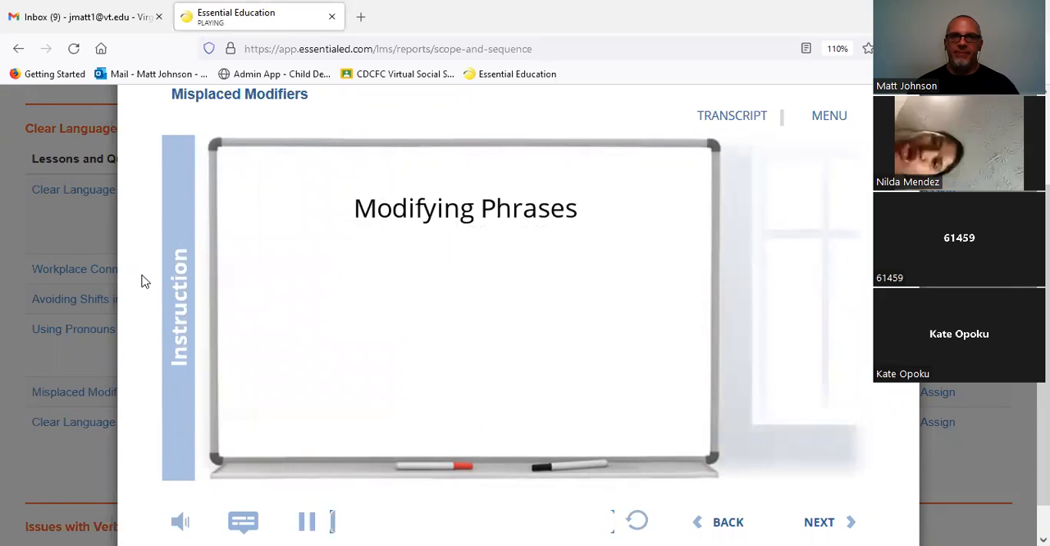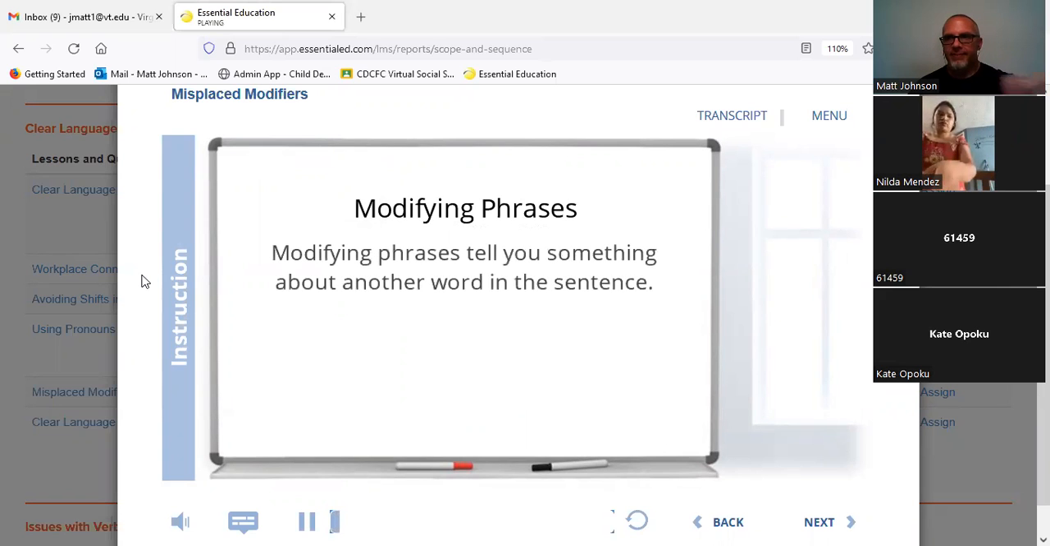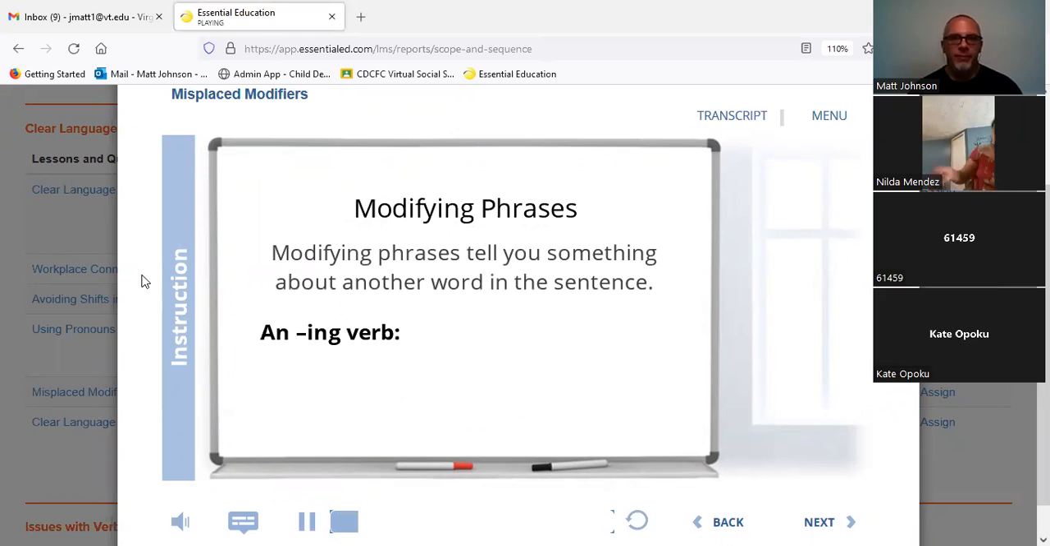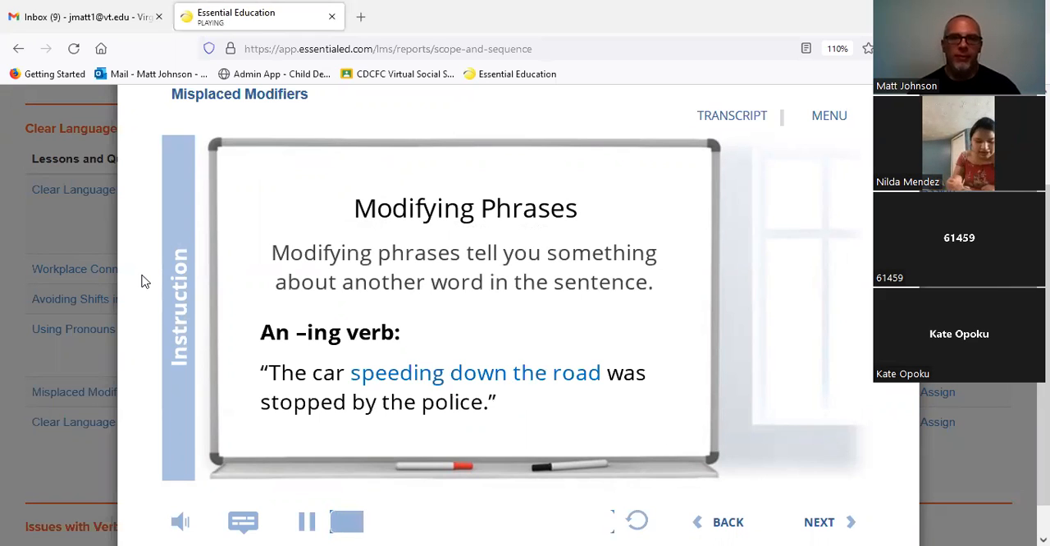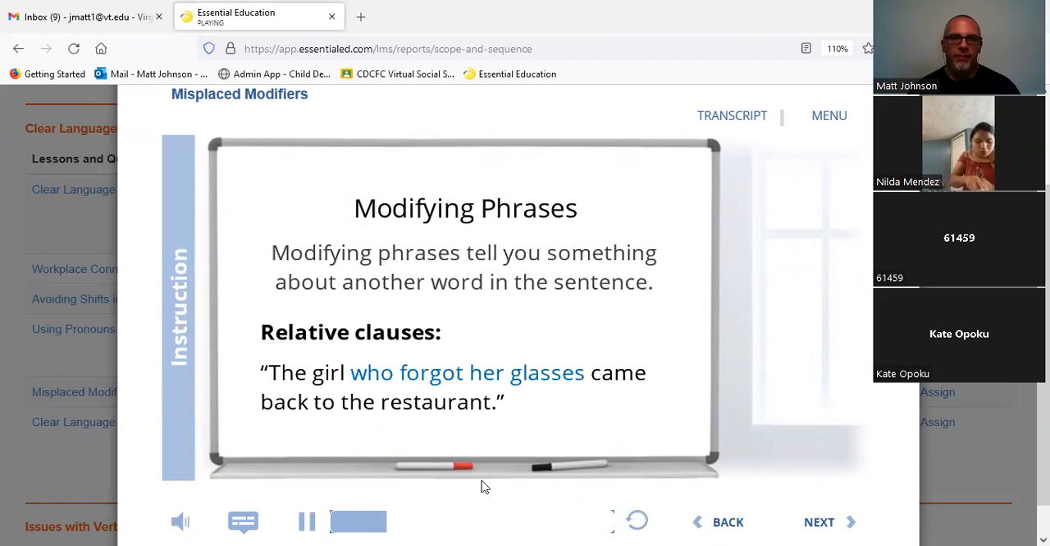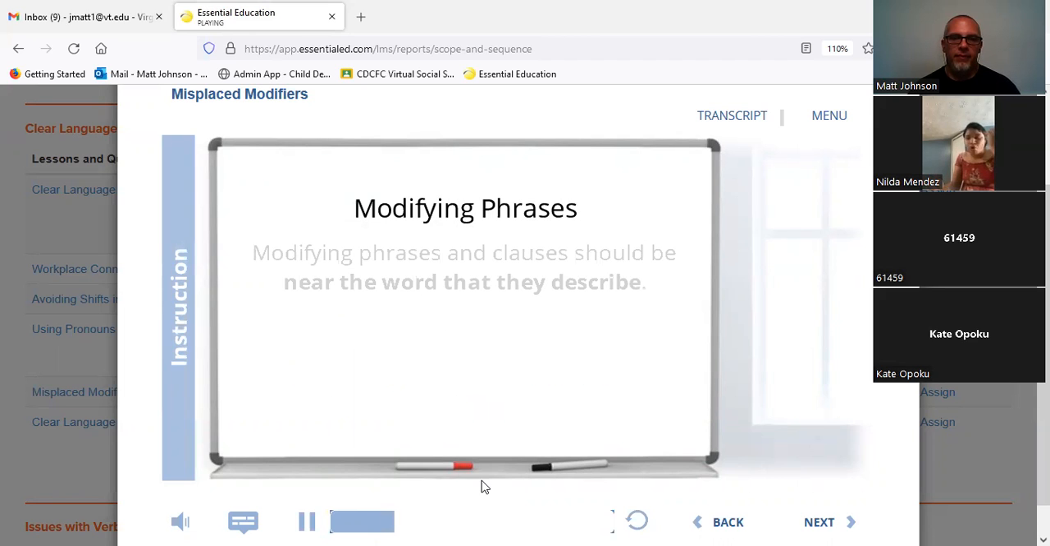Let's talk about modifying phrases first. Modifying phrases tell you something about another word in the sentence. They can be prepositional phrases like in the refrigerator, or they can start with an ing verb like this. The car speeding down the road was stopped by the police. Modifiers can also be relative clauses starting with words like that, which, or who. Here's an example. The girl who forgot her glasses came back to the restaurant. Modifying phrases and clauses should be near the word that they describe.